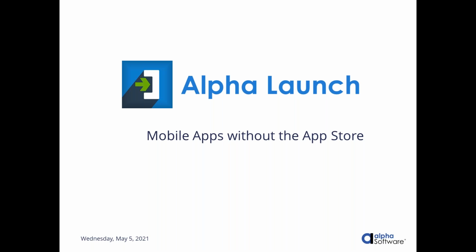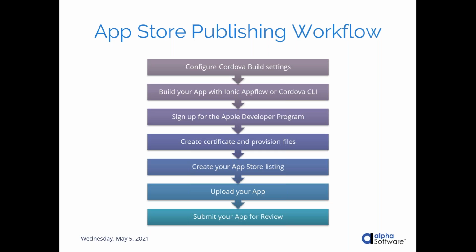It's an app we put together to solve a problem, and that is that publishing to the app store isn't easy. This is the workflow of going to the Apple App Store. It's very involved. You have to build your Alpha Anywhere application as a Cordova application using either Ionic App Flow or Cordova CLI. Both of these require either an account with Ionic, or if you're going the Cordova CLI route for an iPhone app, you have to own a Mac, which requires buying a Mac if you don't have one already.